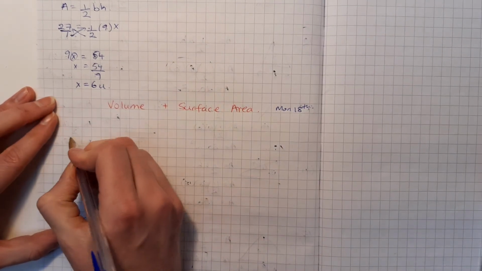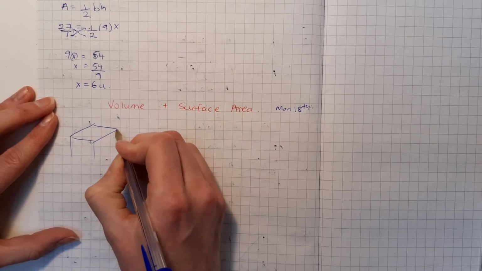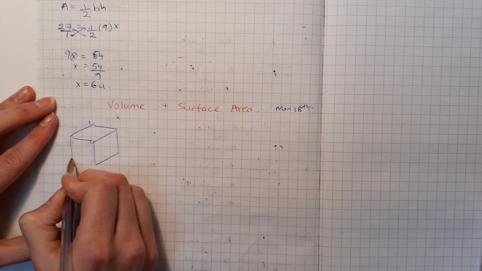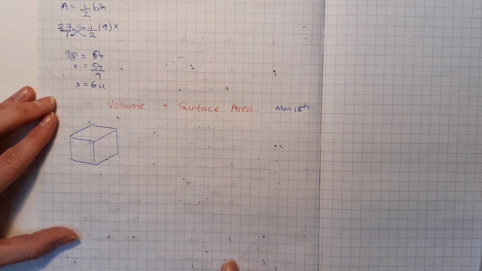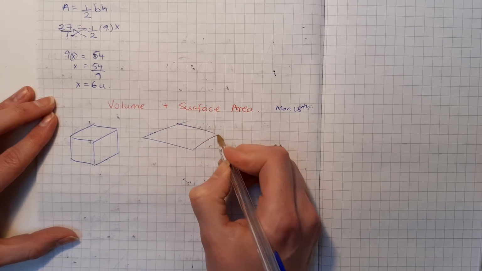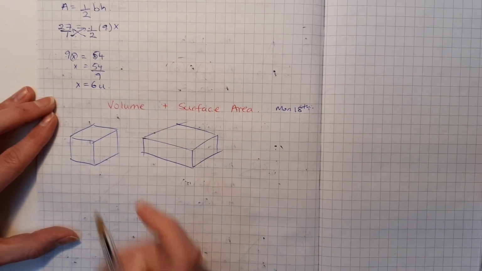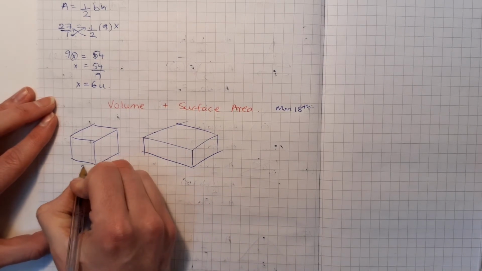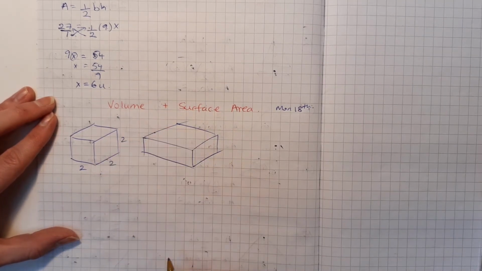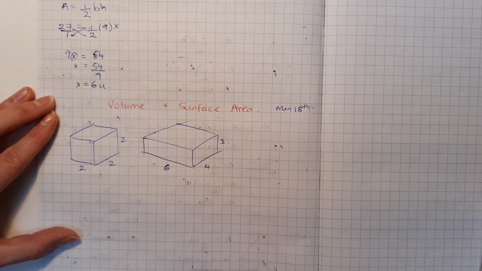So I'm just going to draw a cube. It doesn't make a difference if you don't know how to draw a cube, just do your best. So there we have a cube, and there's a cuboid. A cube has all the same edges, so I'm going to say 2, 2, and 2. For the cuboid I'm going to say 6, 4, and 3.